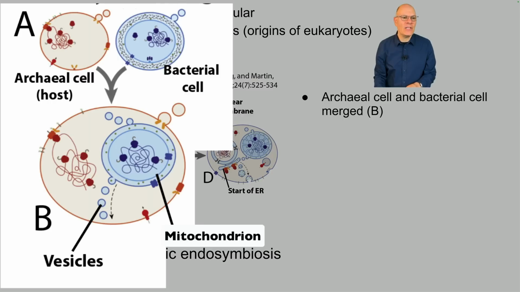So what happened is that here we have representatives of the two prokaryotic domains, and an archaeal cell took up a bacterial cell. Now I want to emphasize that there are many scenarios and many diagrams that represent how this happens, and this one is the one that makes most sense to me. So the bacterial cell entered inside the archaeal cell and it evolved into a mitochondrion.